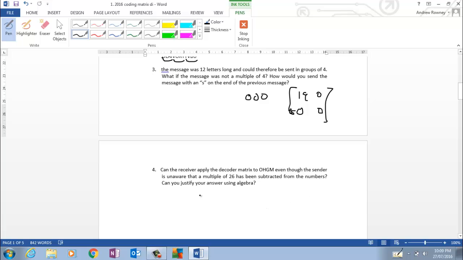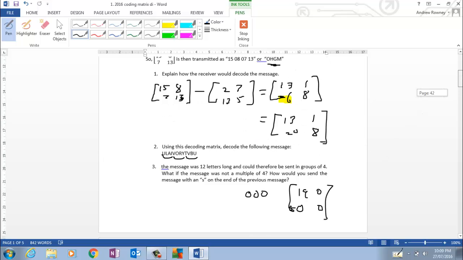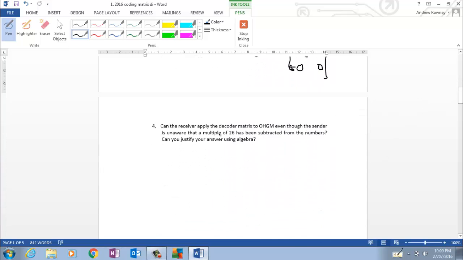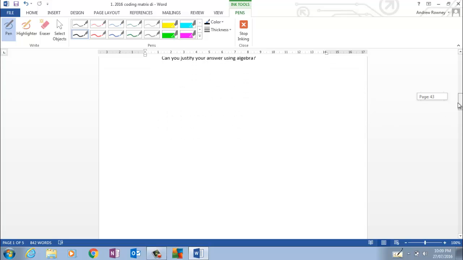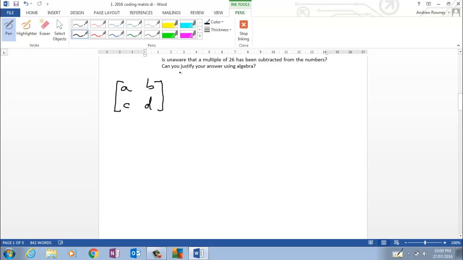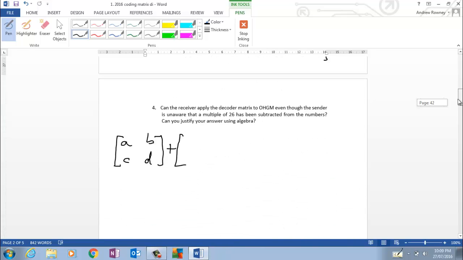Question 4, can the receiver apply the decoder matrix to OHGM even though the sender is unaware that a multiple of 26 has been subtracted? We've already shown that up here. Can you justify your answer using algebra? So this is actually showing that it'll work for all cases. To show using algebra, we have to, instead of using math, use a general matrix A, B, C, D, and we want to code that. So to code that, we have to add on the coding matrix, which is 2, 7, 13, 5.